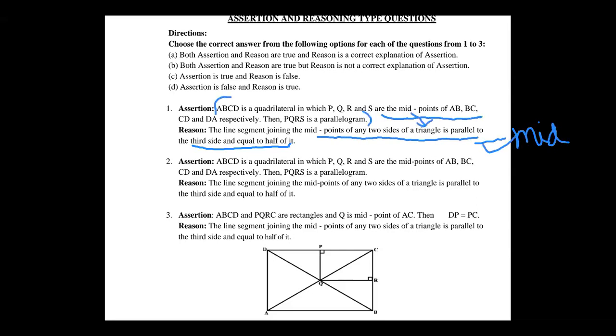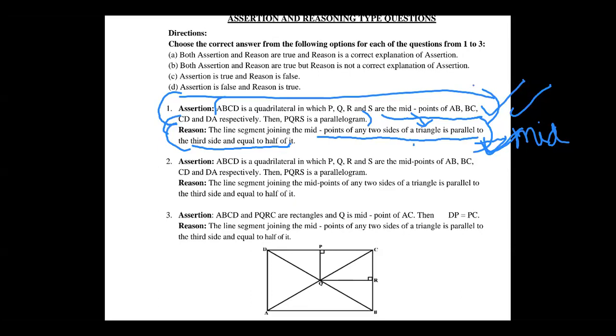Is the reason right? Yes, this statement is true, as well as this statement is true. You actually had to prove this; you can just take the textbook questions. You actually had to prove this question. So both statements are true. Even the reason is true, and the assertion is true.